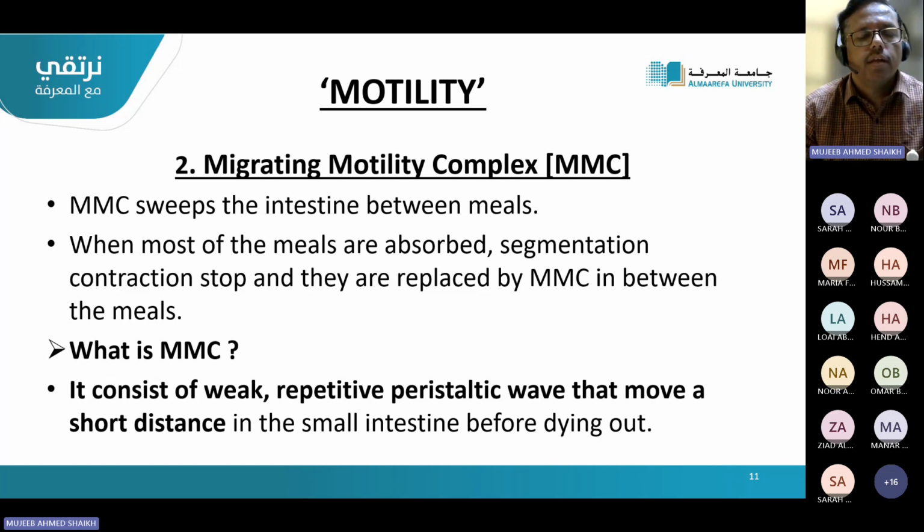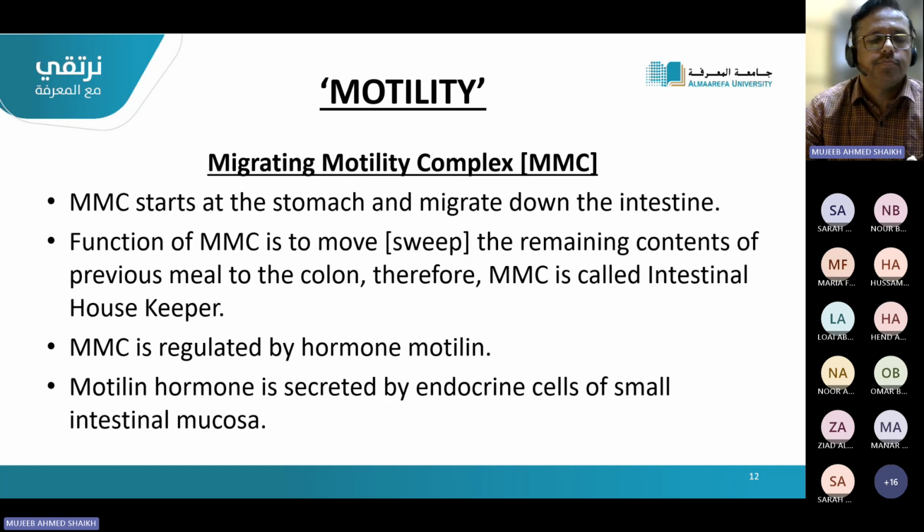In this way, it will sweep everything from one part of the small intestine to other parts of the small intestine. So they start at the stomach and migrate. Stomach does not mean directly within the stomach, but at the end of the stomach or the beginning of the duodenum, and they will be sweeping.